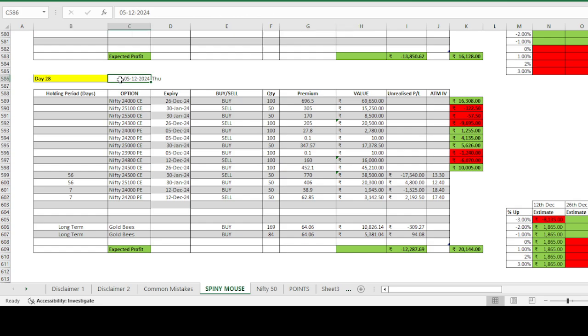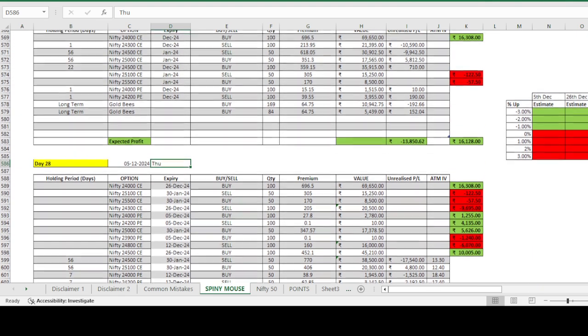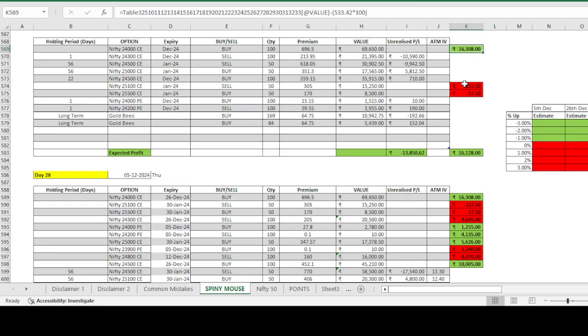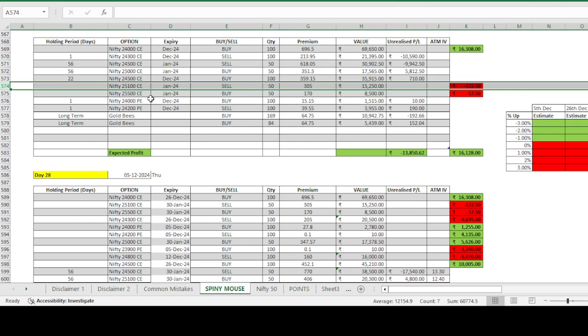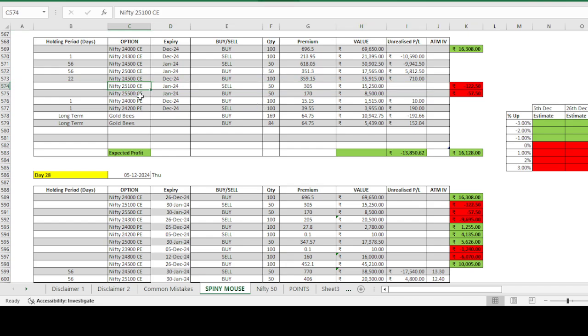28th day, 5th December, Thursday. Today we have expiry. So the previous day, what we did is we booked only one profit in one position, that is 24,000 CE. And we shifted that position to 24,500 CE so that the risk will be lesser. And this position we closed, which we created earlier, the 25,000 CE sell and 25,500 CE buy, and we closed that with a loss of minus 180.